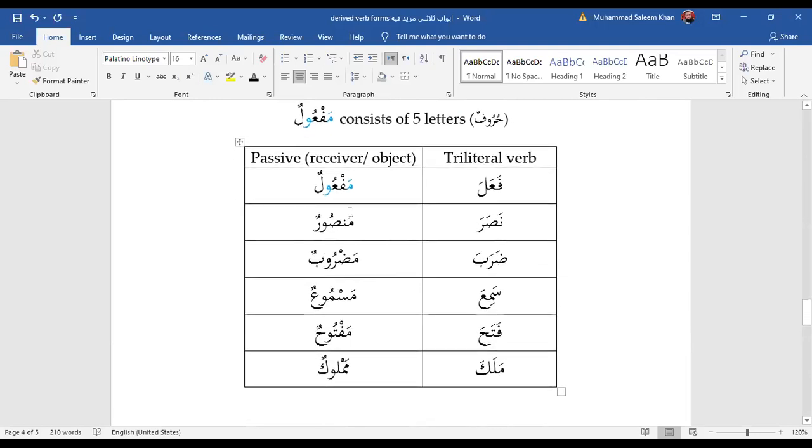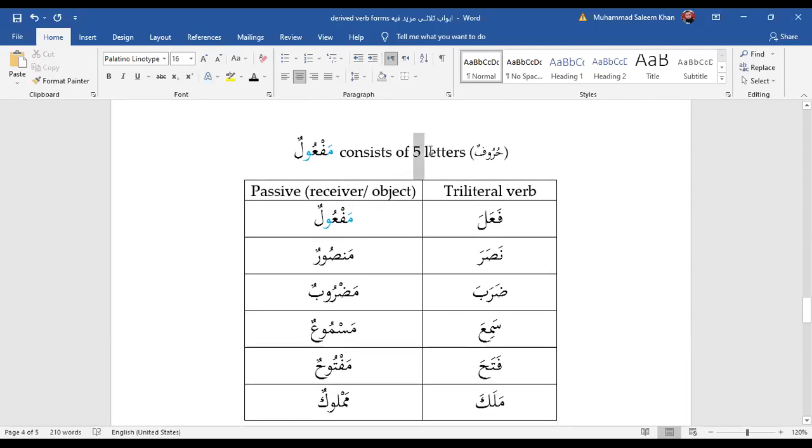So the one will always be on the pattern of maf'ulun. Here, it consists of how many letters? 5 letters. And how to make al-maf'ul, or the passive, the receiver of the action? To the root letters, first of all, we have to add mim with fatha. So it is fa'ala. We will put mim before it. It becomes maf. And then the second root letter will always be sakin. And the third one will take dhamma. And after that, we will add waw. And the ending will always be with the tanween. So it will be maf'ulun.